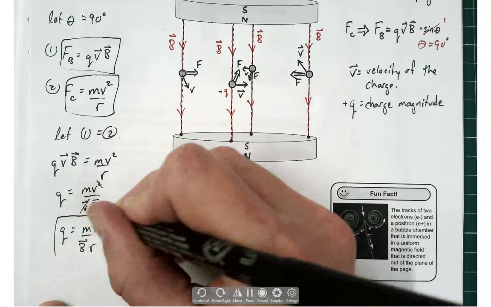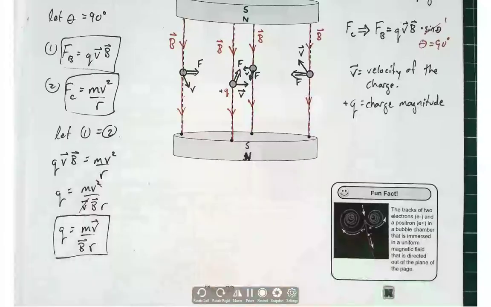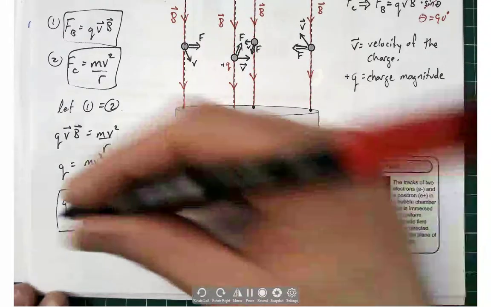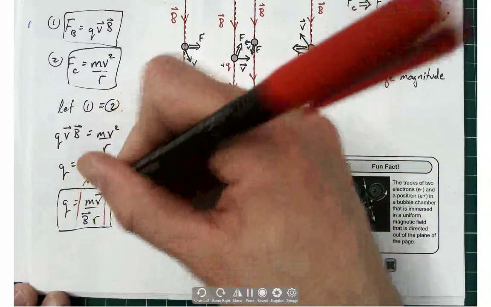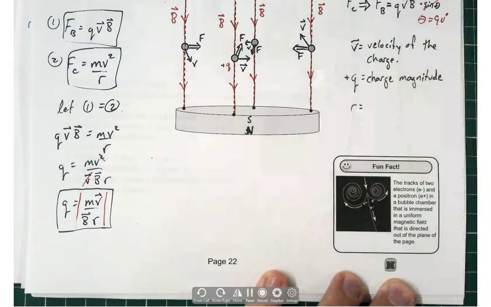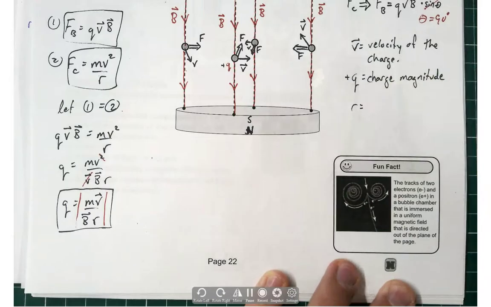Really, I only care about the magnitude of the v and the B, even though I've put an arrow hat over top of them. So if you like, you can put absolute values around all of this. But I suppose I should define that r. We're saying that r is the observed radius of curvature for the path.